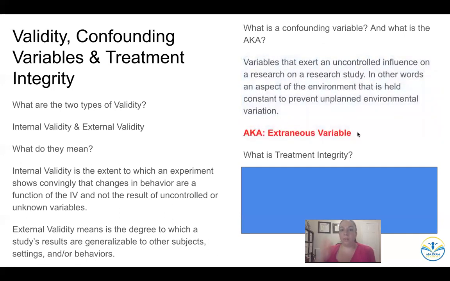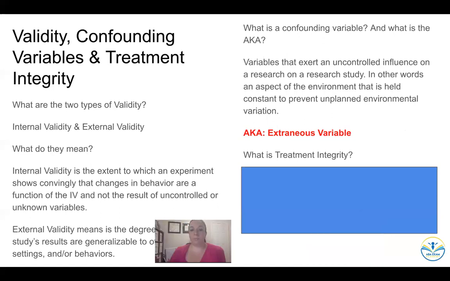All right, so it's extraneous variables, and these are variables that exert an uncontrolled influence on a research study. In other words, an aspect of the environment that is held constant to prevent unplanned environmental variation. So these are things that change the results of your study that have nothing to do with your actual intervention. So these are the things that you cannot control. For example, if the subject becomes sick during the research, you can't help that. Correct? Right. It could be being sick, but it could also be anything that's in the environment.